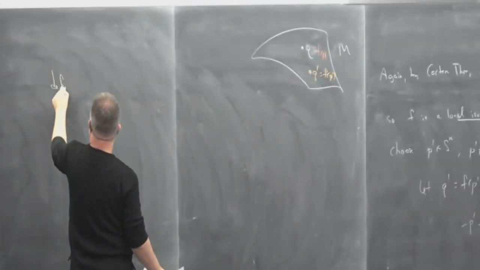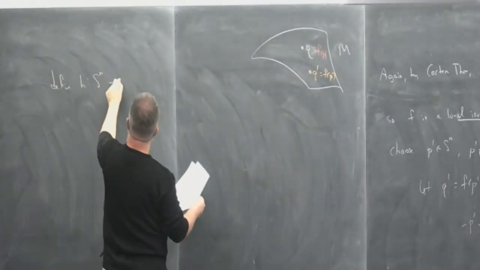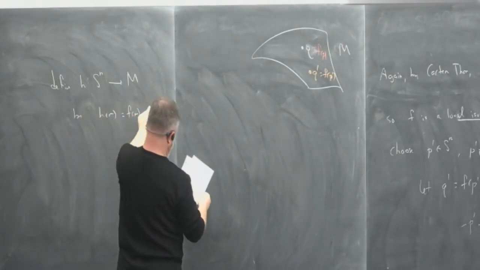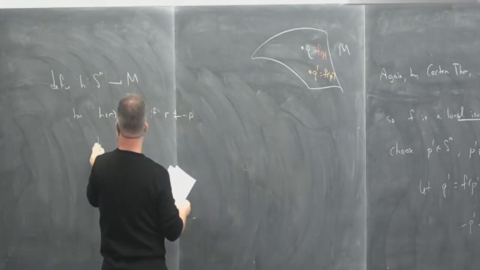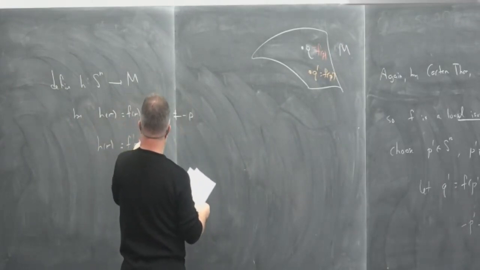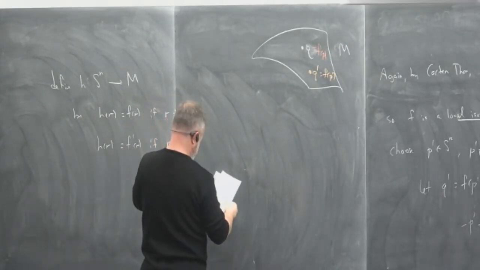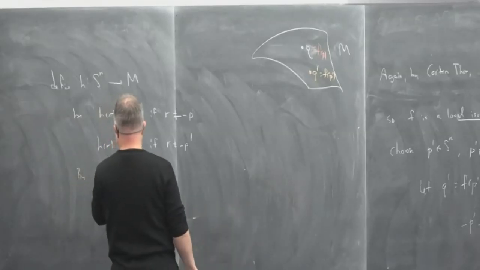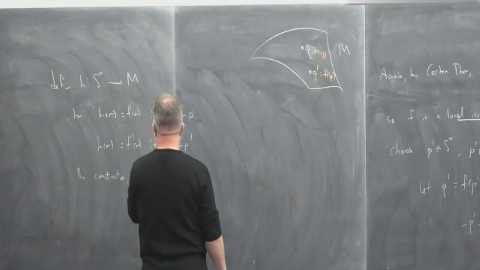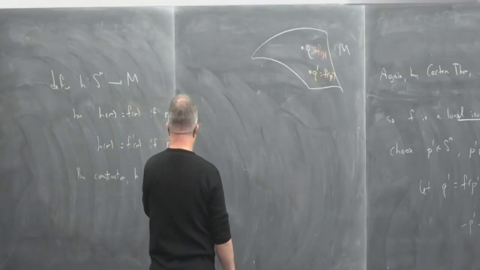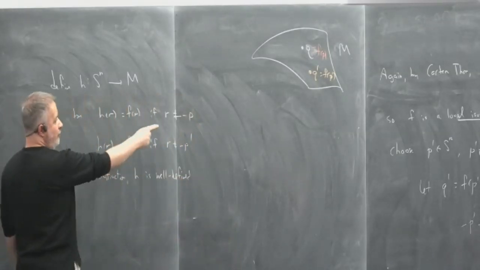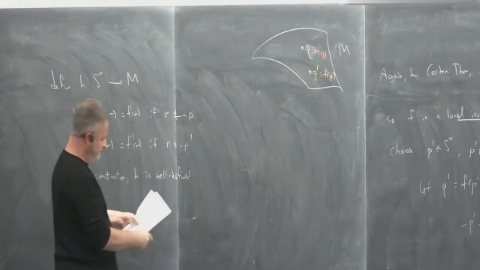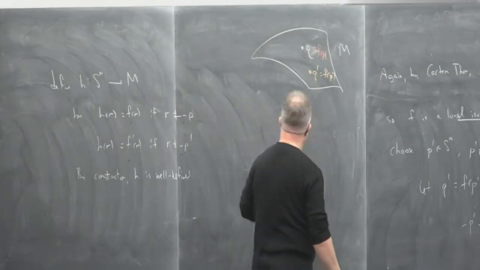So define a map H from the whole sphere into M by H of R is F of R if R is not equal to minus P, and H of R equals F prime of R if R is not equal to minus P prime. And then by construction, or by the previous result, H is well defined. In other words, if I take a point which is both not equal to minus P and not equal to minus P prime, that means it's in W. So F and F prime agree there, and they're both smooth.